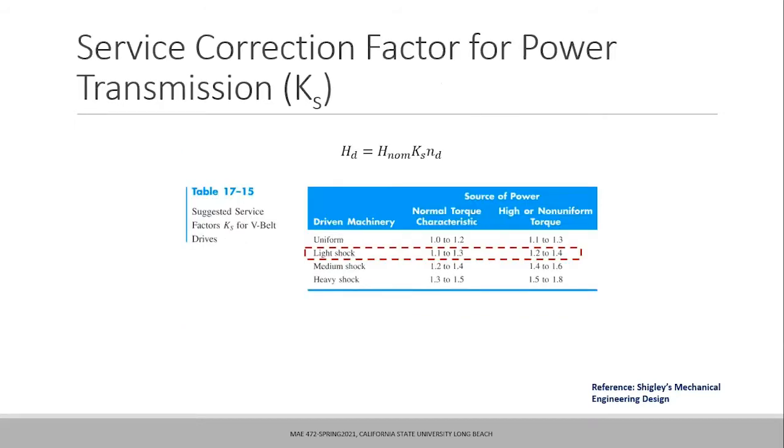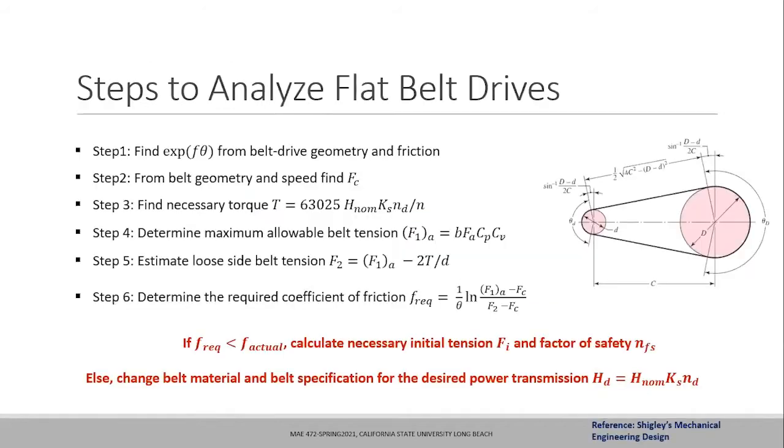Okay, these are some other factors. I think you can go through that. Let's quickly go through the steps for analyzing flat belt drives. First, you need to find the angle of wrap around the belt, and that angle of wrap depends on the smaller diameter, the bigger diameter, and the center distance. Based on that, you can find the angle of wrap around the smaller pulley, or the driven pulley. From there, you can calculate the centrifugal force.